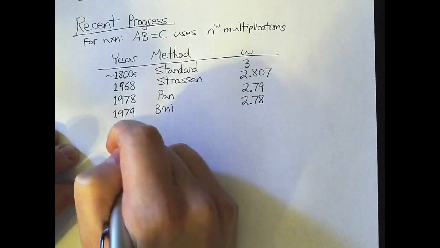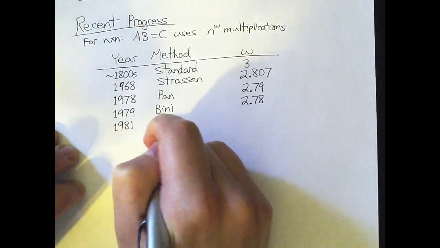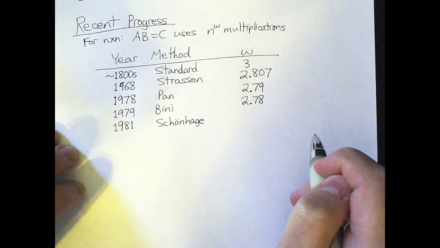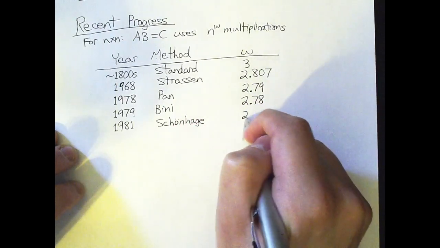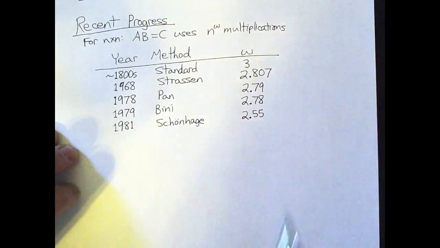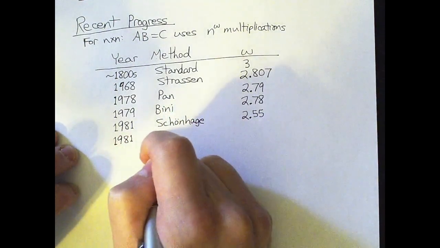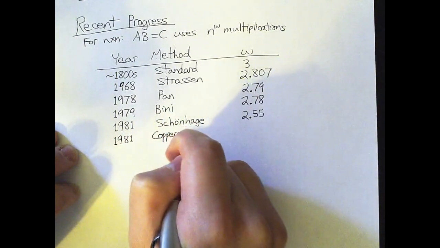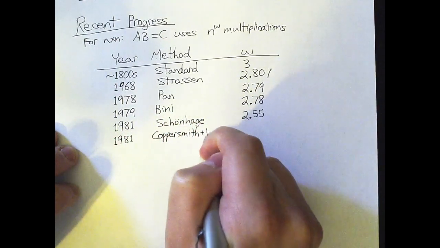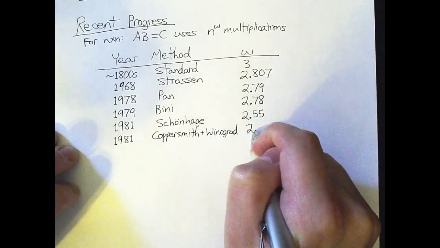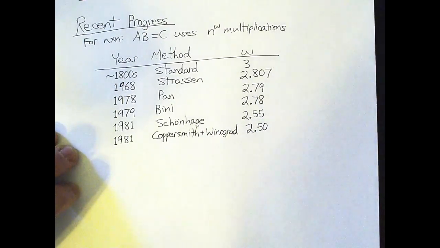The next improvement was 1981 by Schoenhag. Schoenhag brought the exponent down to 2.55. So that was kind of a big deal. That is a significant improvement. And that same year, 1981, there was a method by Coppersmith and Vinograd that reduced the exponent to approximately, these are approximate numbers, 2.50.